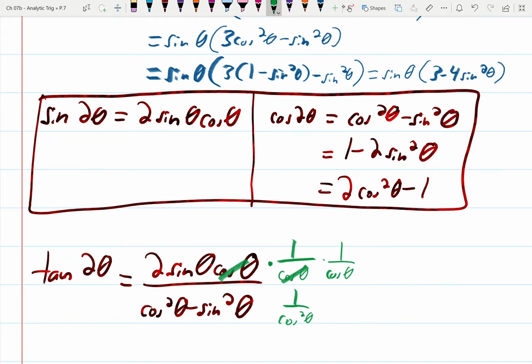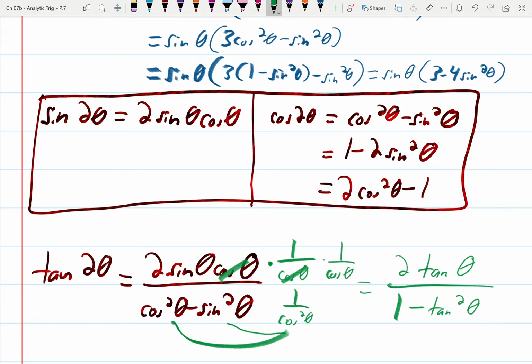In the denominator, well, let's go back to the numerator. That gives me 2 tangent theta. In the denominator, the first one multiplies and knocks that out and just makes it a 1. And the second one multiplies and makes it a tangent squared. And then, bingo, you have it all in tangents.